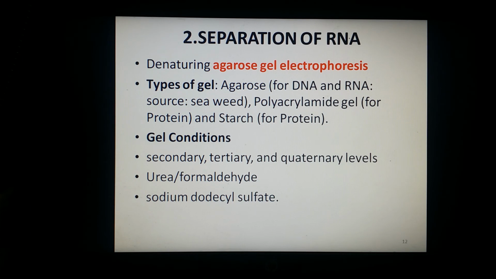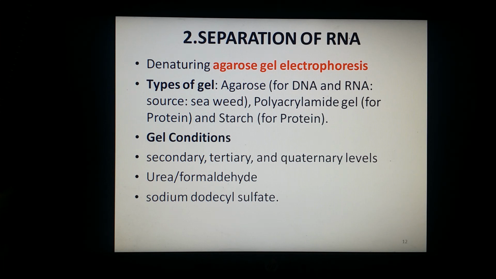Once the RNA samples are isolated, the next step is denaturing agarose gel electrophoresis. The types of gel used are agarose for DNA and RNA, and the source of agarose is seaweed. The other type of gel is polyacrylamide gel, which is for protein, and last is starch, which is also for protein.